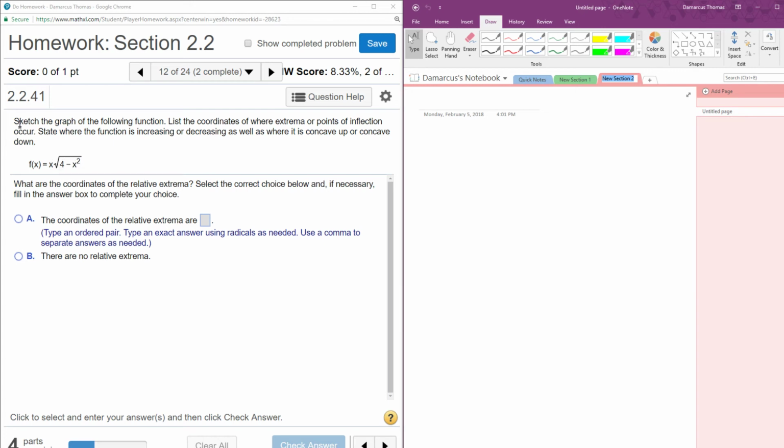And so the directions say to sketch the graph of the following function. And then it also says list the coordinates of where the extremum and points of inflection occur. State where the function is increasing and decreasing as well as where it is concave up and concave down. So this is a complete problem and probably a little time consuming. So our first step is to take it in stride. We realize, hey, this is a tough problem. Let's graph it first and get an idea of what kind of function we're dealing with.